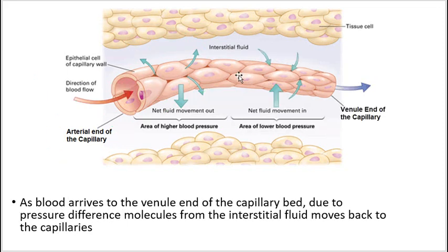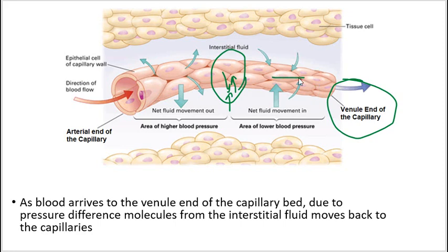As this blood is moving to the next region, right over here, nothing is going to happen. Why? Because the pressure inside the capillary and the pressure in the interstitial fluid is the same. So nothing is coming out and nothing is going in. As the blood moves toward the venule end of the capillary, toward the veins, now at this stage what happens, the pressure inside the capillary is less. So the pressure over here is less, the pressure in the interstitial fluid is high. So what happens, everything moves back in.